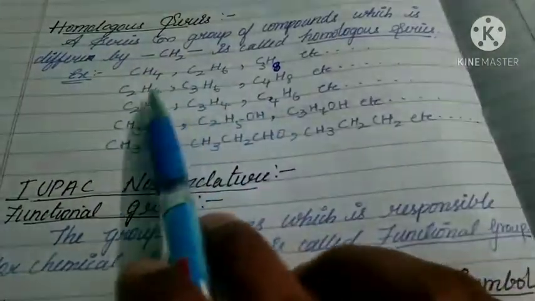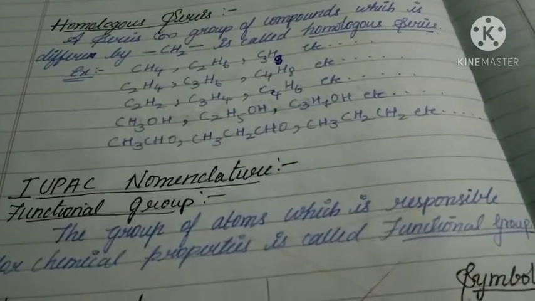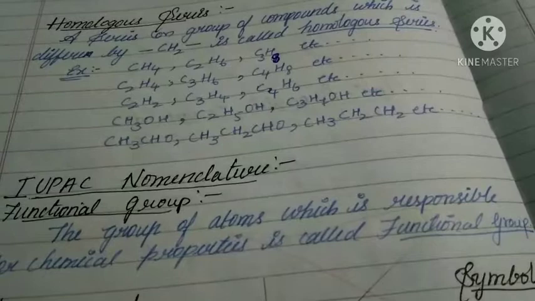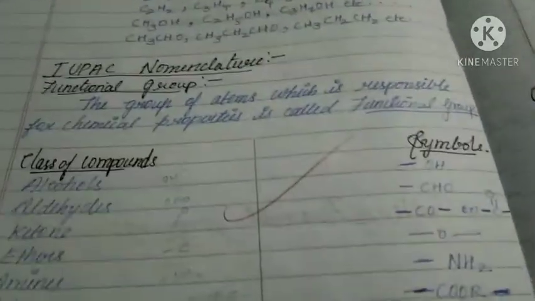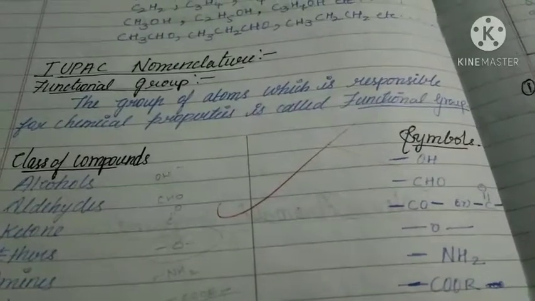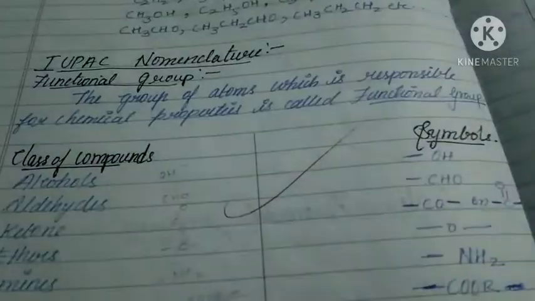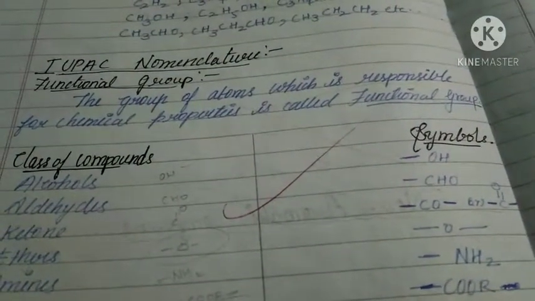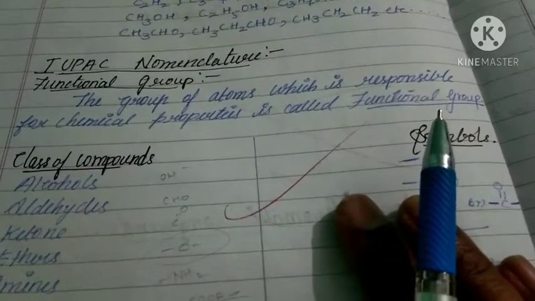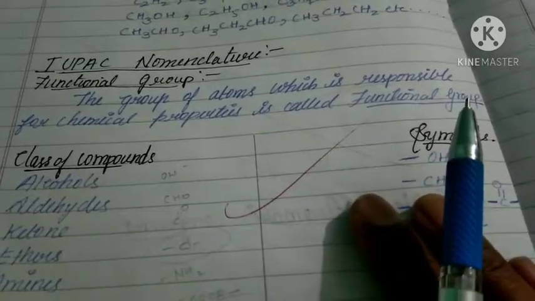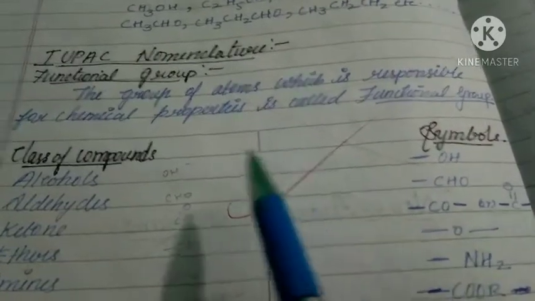In the second case also, if you take any two compounds, the difference is how much? CH2. Then only those compounds are said to be homologous. Now come to a very important topic, that is IUPAC nomenclature. In 10th class we discussed very few points regarding this, but here we will discuss more points. Listen carefully, watch this video carefully.